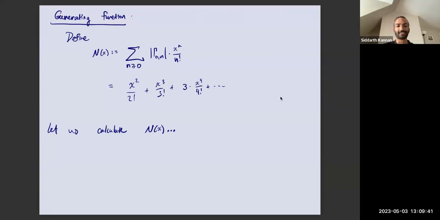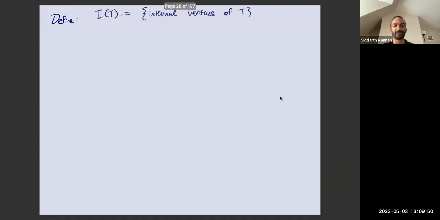Okay, so let's calculate this thing. There are probably many ways to calculate this, but I'm just going to do one fun way that I like. We're going to define I of T to be the set of internal vertices of a tree T. By internal, I mean it's not a leaf, so the non-leaf vertices, the vertices that don't have degree 1.